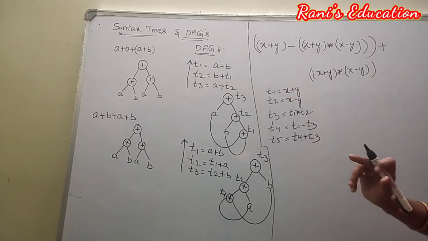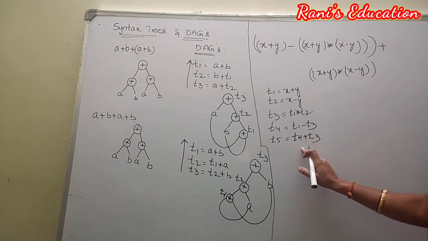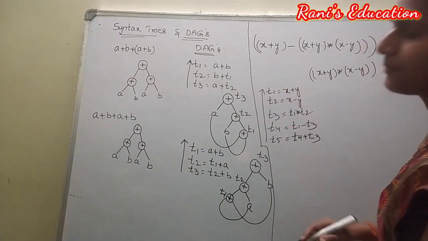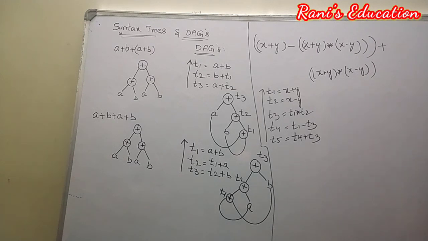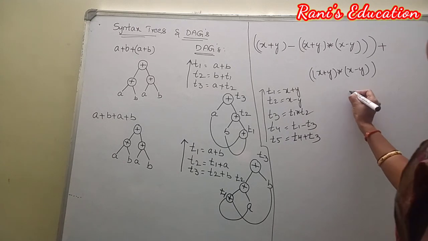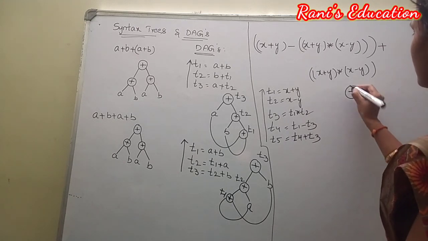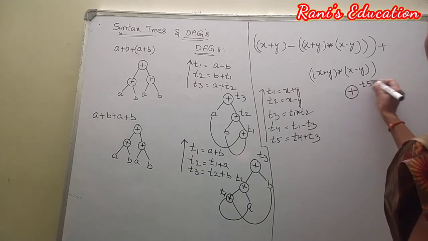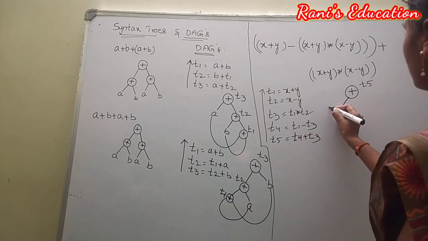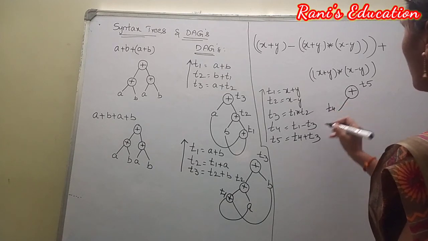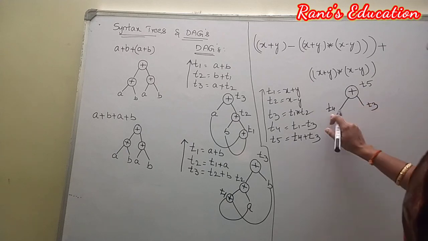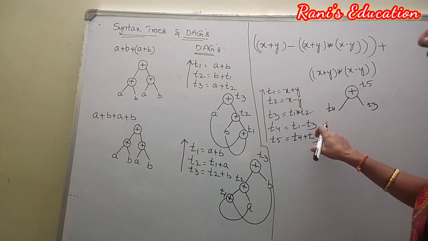Now we are going to compute the DAG representation for this. In this, we are also going to go bottom to top for the construction of DAG. Okay. So what is the root node here? Root node is plus, that is T5. Left child is T4. What is right child here? T3.